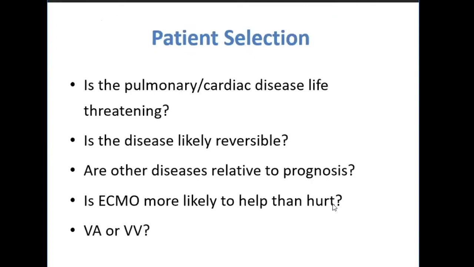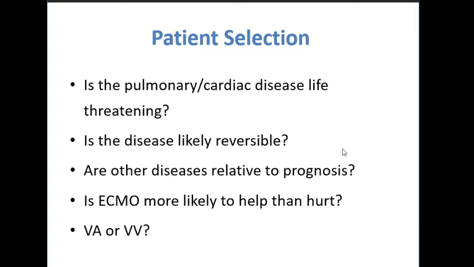The second part of patient selection is whether the patient's pulmonary or cardiac disease is life-threatening. We call it life-threatening if you think the patient has an 80% chance of mortality in spite of conventional treatment. The second question you should ask is whether the patient has a reversible disease. You will not put a patient on ECMO if the patient has interstitial lung disease with lung fibrosis and no plan for transplant. This is a completely irreversible problem.